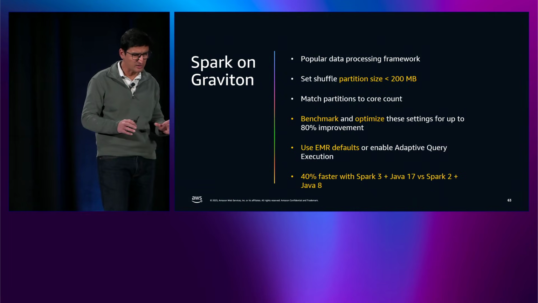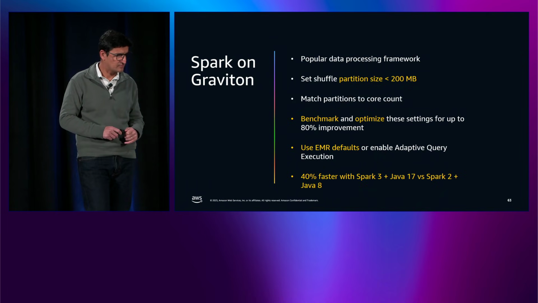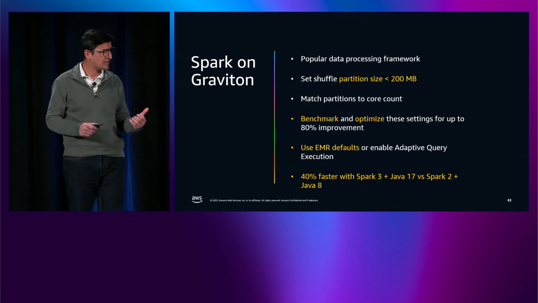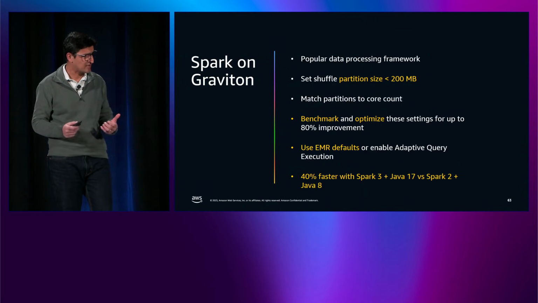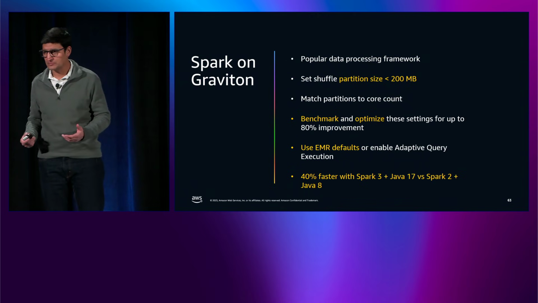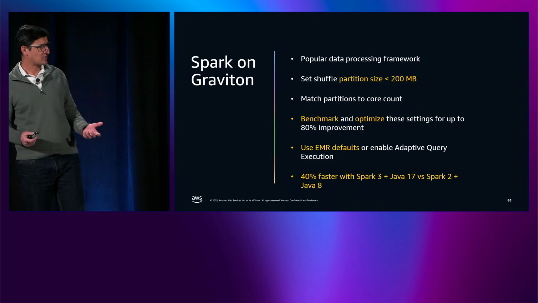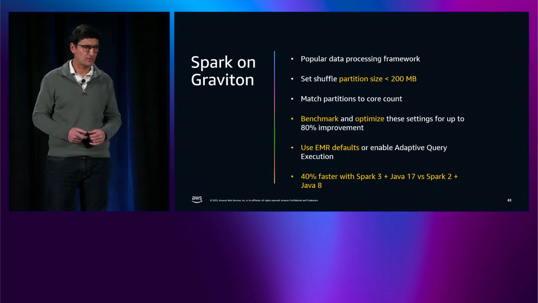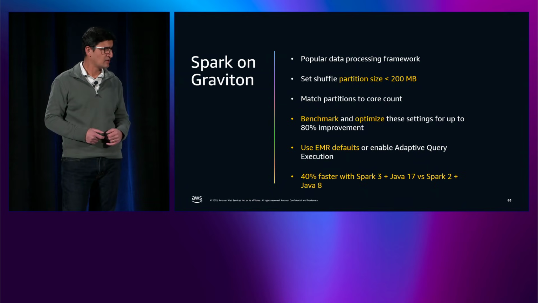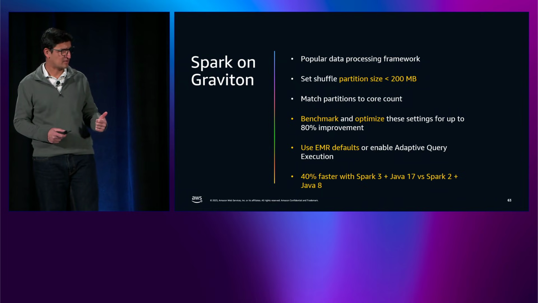And so we have some key recommendations. For example, set the shuffle partition size to less than 200 MB. Also, make sure to benchmark and optimize settings, because we've seen up to 80% performance improvement if you do that. EMR, which is an Amazon service where you can run your Spark workloads, that's an option, but make sure to use default settings that EMR provides.